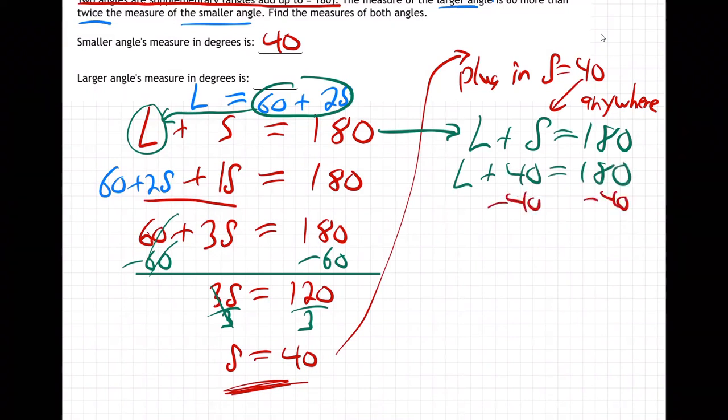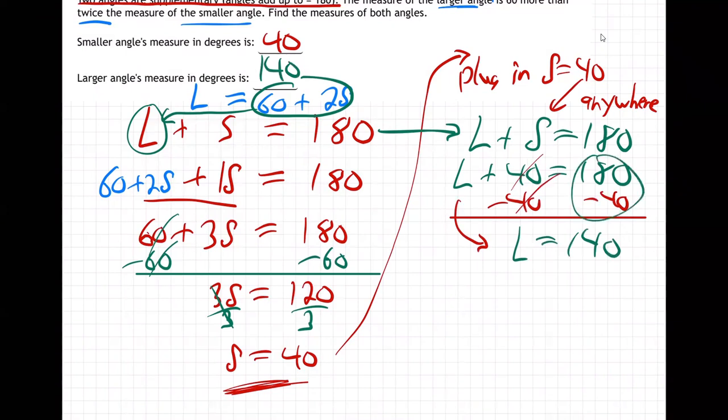Subtract 40 on both sides. Boom and a boom. Bring this down. And so L is 140, of course. In the end, we ended up subtracting from 180, right? So there it is. We found the larger, we found the smaller. Two equations, two letters. Whenever you have two letters, you need two equations. There we go.